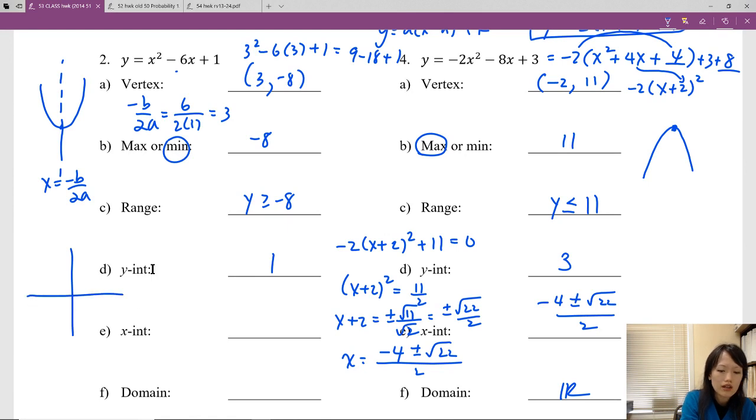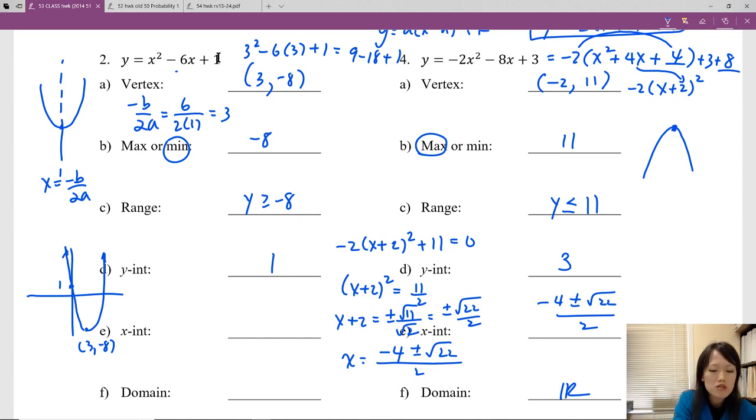So if I'm trying to graph it, the vertex is at (3, -8), somewhere here. You cross your y-axis at 1, like that. And then you're going to cross your x-axis at 2 spots. So if you were to try to graph this, it'd be like this. There's going to be 2 x-intercepts.